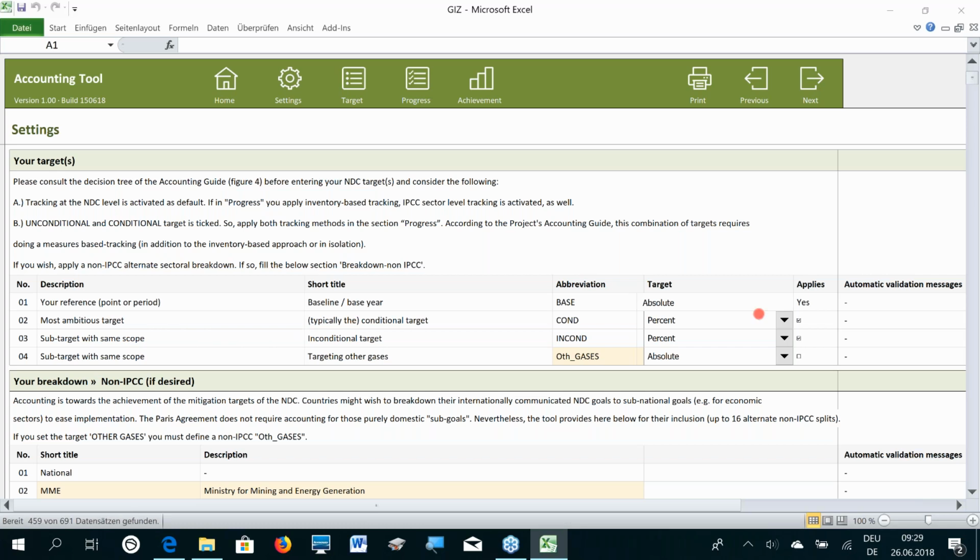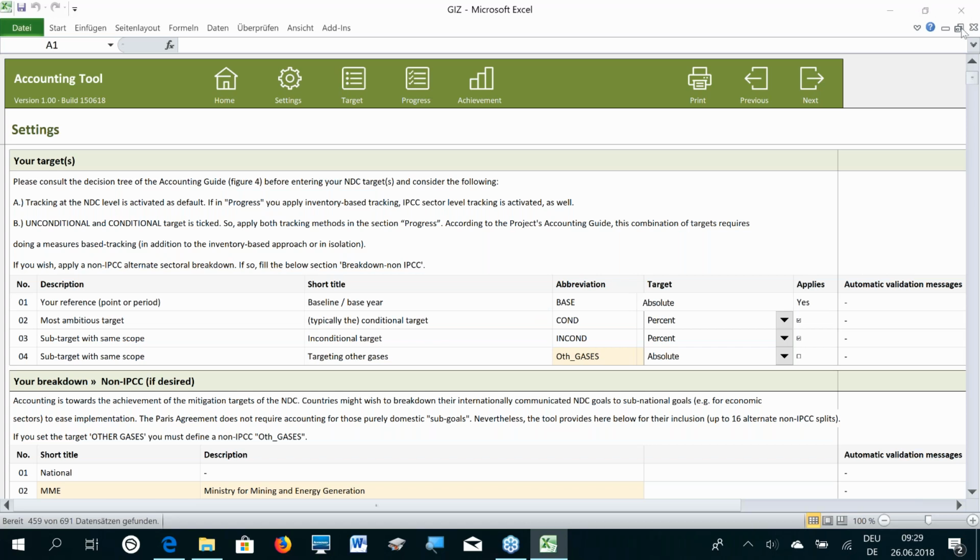And depending on the selection of targets you make here, in this example, we said we have a conditional and an unconditional target in reference to a baseline. The text in this part would give you some basic hints and some recommendations on how to use the tool and where to put your specific data.